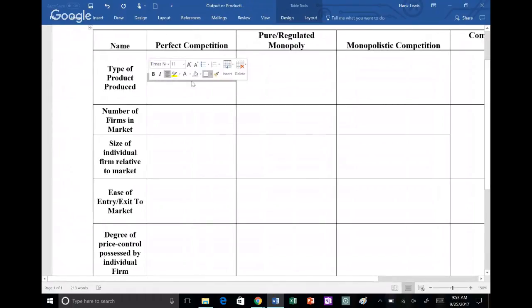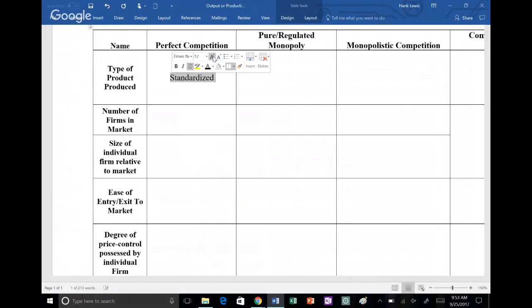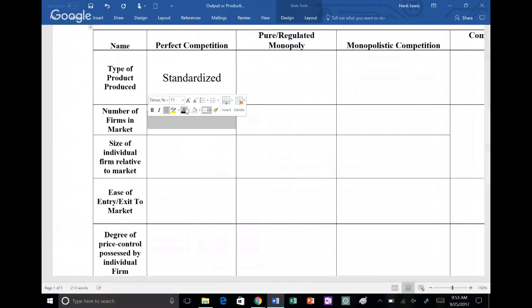For perfect competition, the type of product produced is called standardized. Standardized means everybody is producing the exact same product. There's no means to distinguish one firm's output from another, either artificially or through actual physical means. Everybody produces the same product.